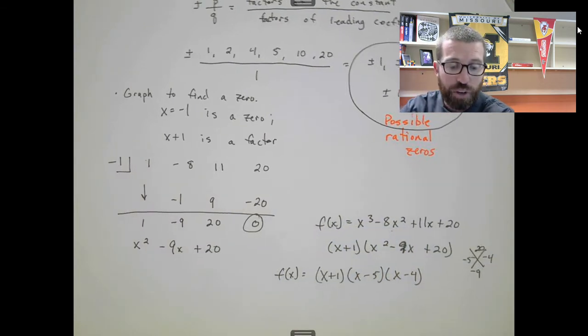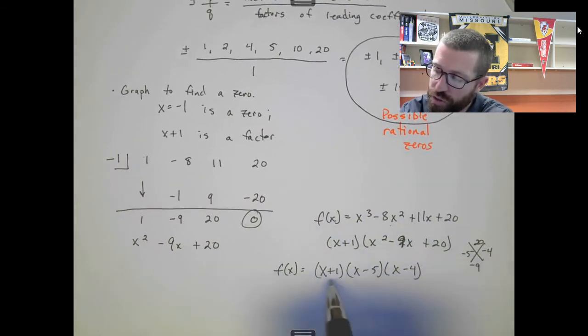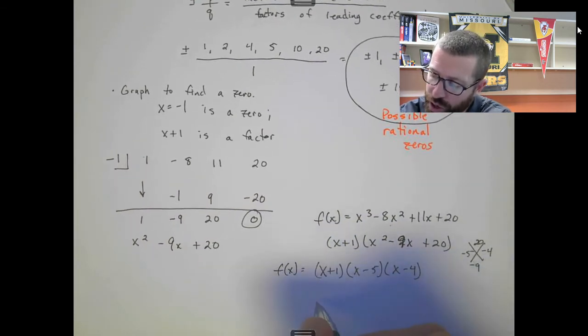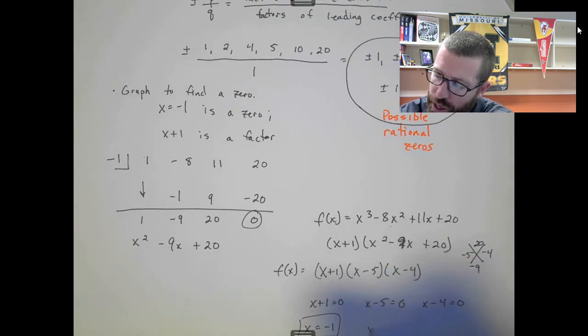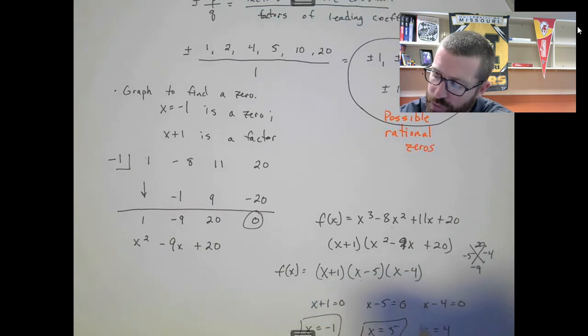And then the last thing we're going to see is that all of these can be set equal to 0 to find the zeros. So we already did that one. X minus 5 is equal to 0. And then x minus 4 is equal to 0. So x equals -1. X equals 5. And x equals 4.